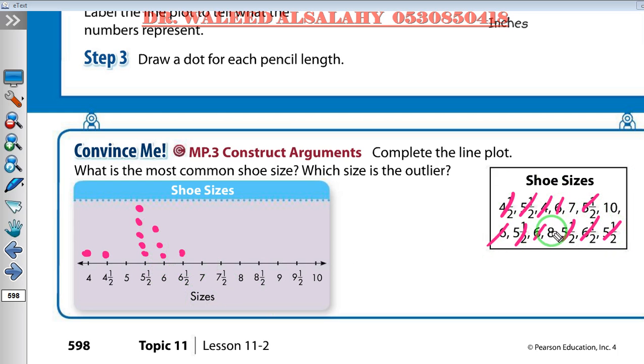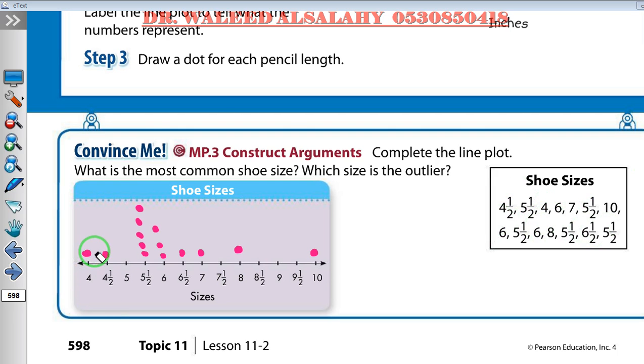So it is a repetition of the number. The 7, how many times? 1 time we have. The 8, we have 1 time. So put 1 dot on the 8. The 10, we have 1 dot. How do I know that my answer is true or false? See? You can count the dots.